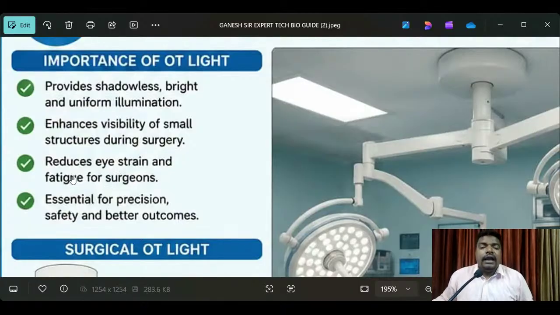And it reduces eye strain and fatigue for surgeons. Because during surgery, the doctor has to check like this. If there is proper illumination, then they will do it like this. So that is the difference. It is essential for precision, safety, and better outcomes. Okay, this is the importance of the OT light.